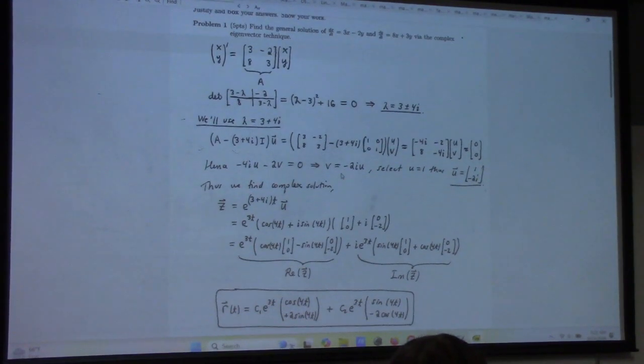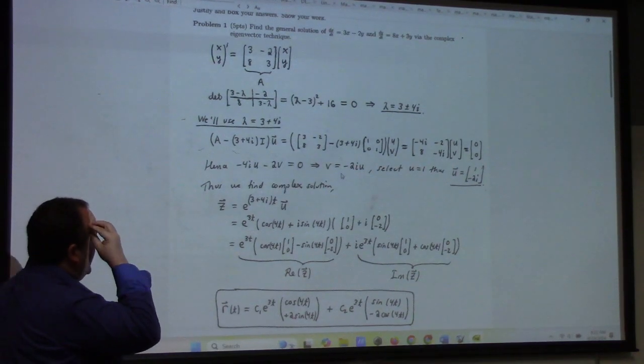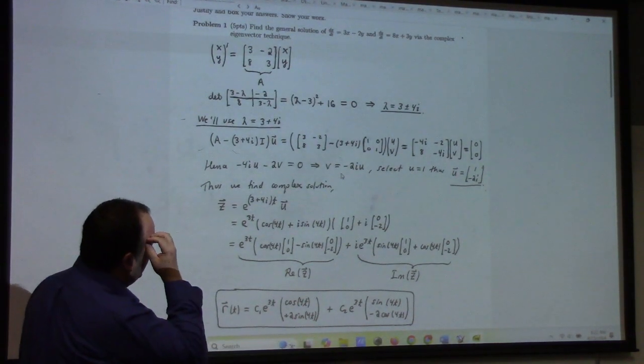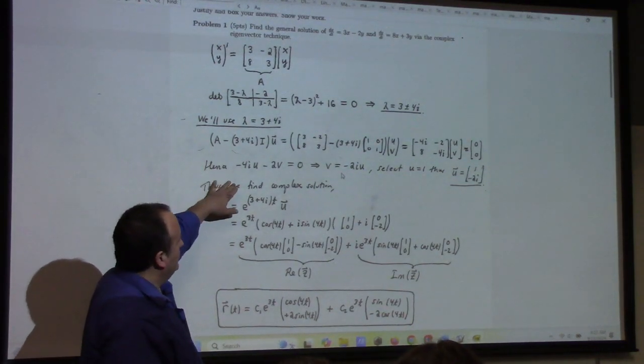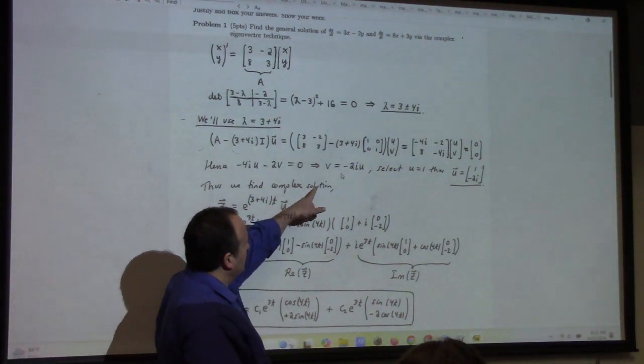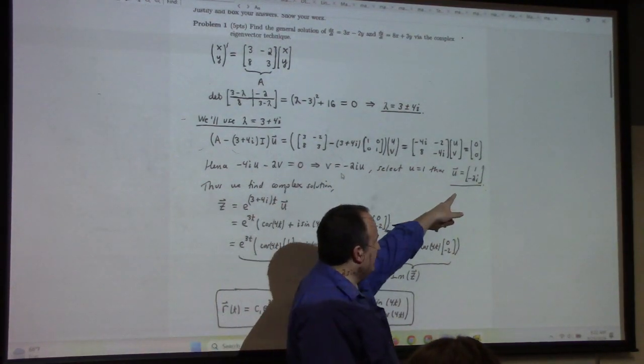So problem 1 is just a plain old complex eigenvector problem. You calculate the characteristic equation, and you find out you've got complex eigenvalues 3 plus or minus 4i. I select the 3 plus 4i, and that gives me this equation, v equals minus 2iu. I put u equal to 1. It gives me this complex eigenvector.